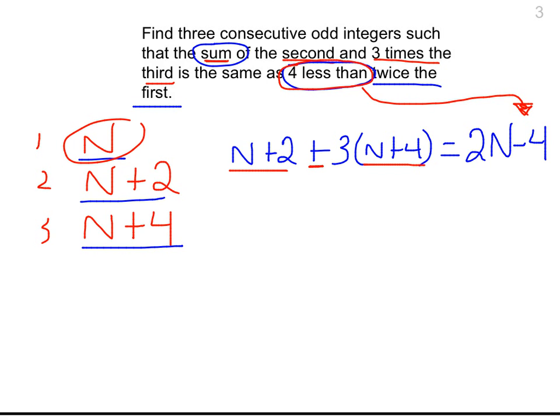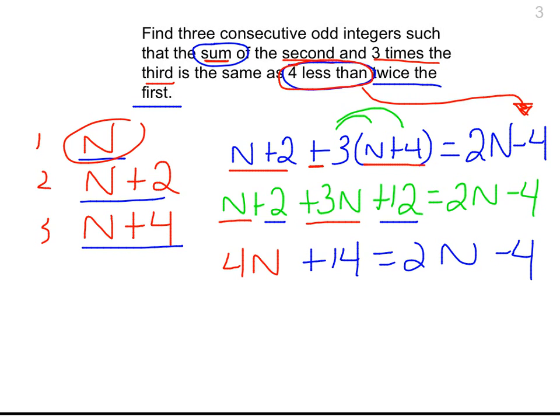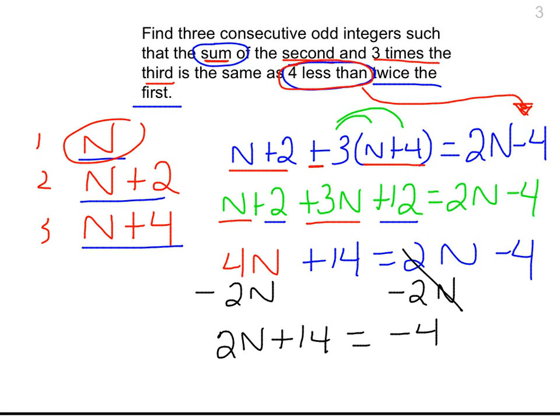So let's work this out. So we'll distribute here, and we get n plus 2 plus 3n plus 12, and then equals 2n minus 4. We'll combine like terms on the left side, and we get n plus 3n is 4n, and then 2 plus 12 is 14, equals 2n minus 4. Now let's move this 2n over to this side, and we get 2n plus 14 equals negative 4.